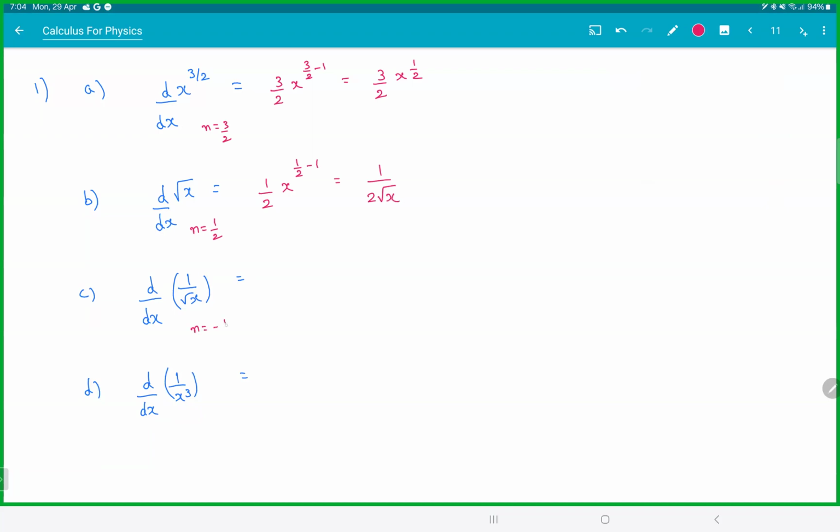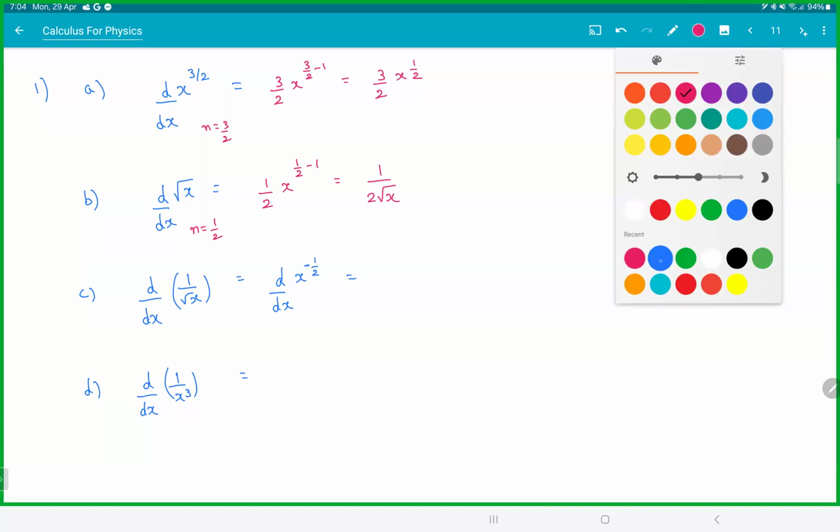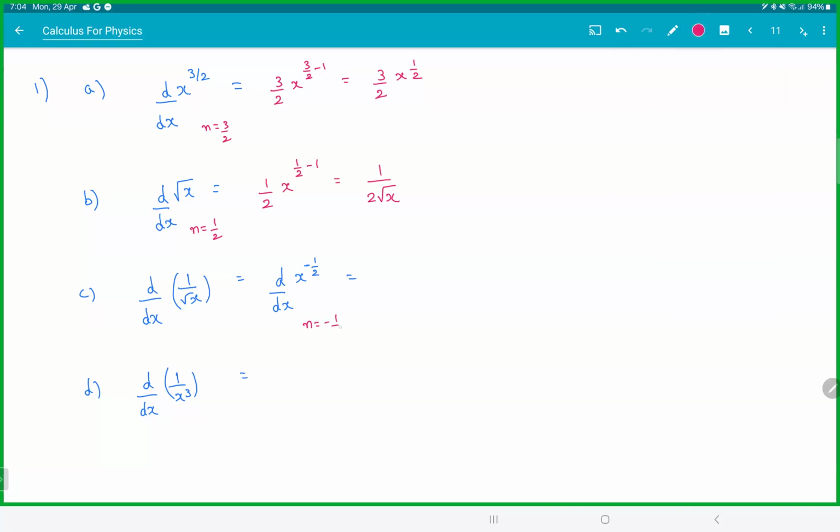Here n is minus half, meaning you can take it up. So this is d by dx of x power minus half. The formula is n into x power n minus 1, so minus half into x power minus half minus 1, which is minus 3 by 2 in the power. You can leave it like that. Here n is minus 3: minus 3 x power minus 3 minus 1, which is minus 3 by x power 4. Check it out. Straightforward formula substitution. There's nothing there.